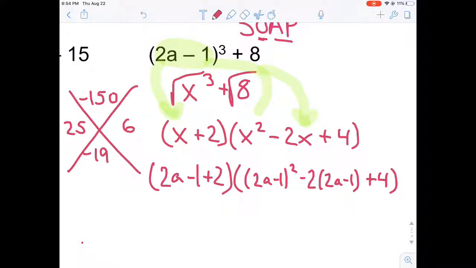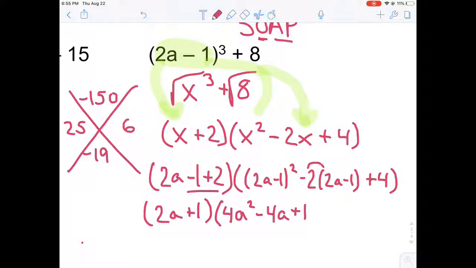We're not done there. We do need to distribute and combine our like terms inside each of these quantities. So in the first part, I would end up with 2a plus 1. In the back half, remember 2a minus 1 squared means 2a minus 1 times 2a minus 1, which would actually give you 4a squared minus 4a plus 1. We need to distribute back here. We get minus 4a plus 2. Because negative, negative gives you that positive, be careful, and then plus 4.